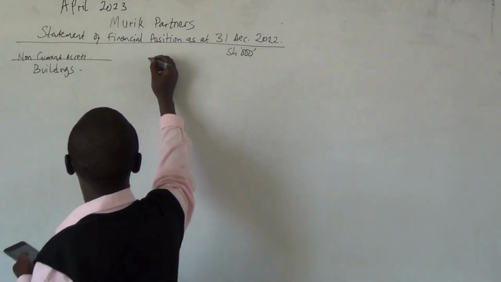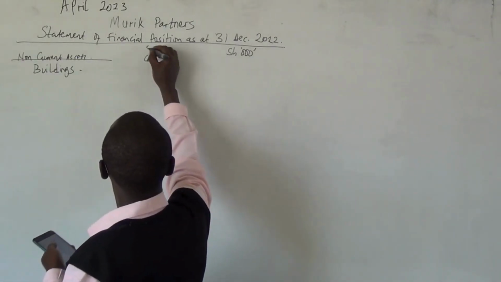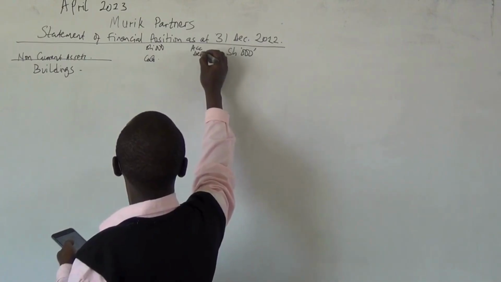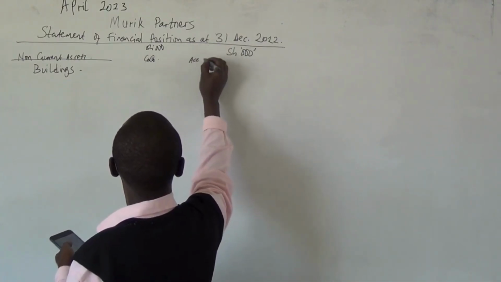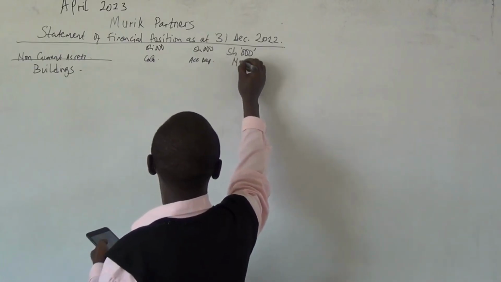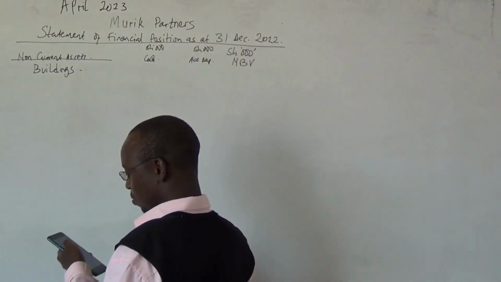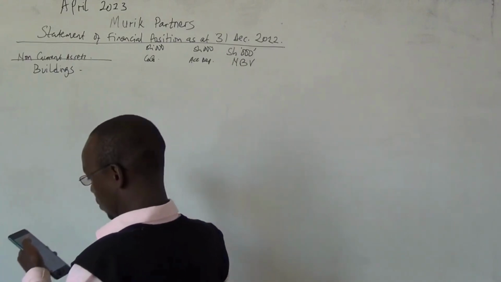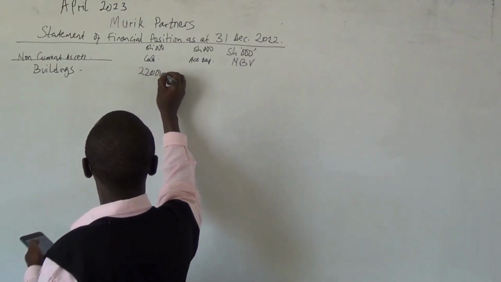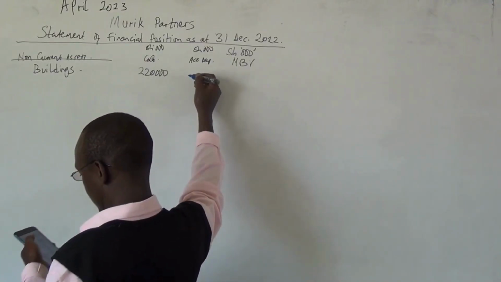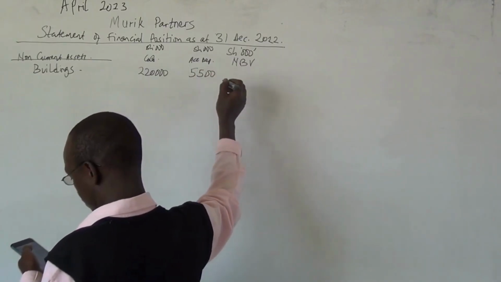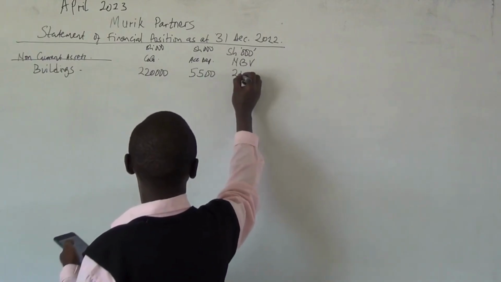We have cost, accumulated depreciation, shillings thousand, and then this is the net book value. So our buildings are being given the book value at the beginning, 220,000, then 55,000, and we have 214,500.